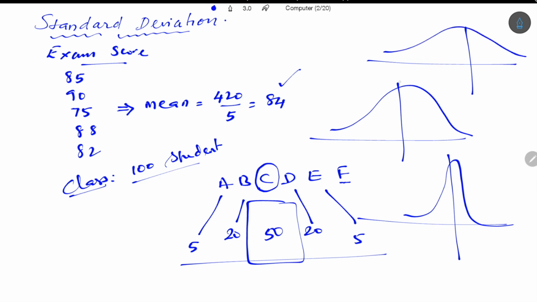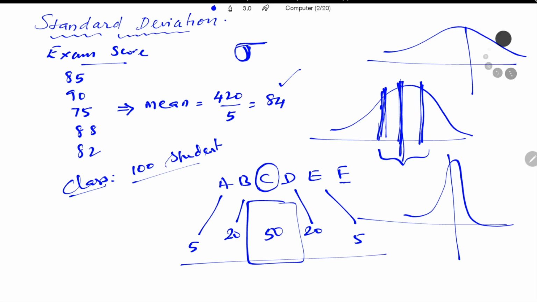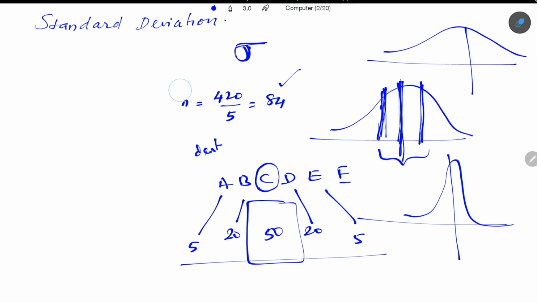Okay, so this central line is the mean. So how far is my data or the scores from the mean, how many are very close to the mean? To have a metric of this distribution, we have standard deviation. Standard deviation is denoted by sigma. This is the symbol. Clear? Now how to find the standard deviation? Let me explain how to find the standard deviation.